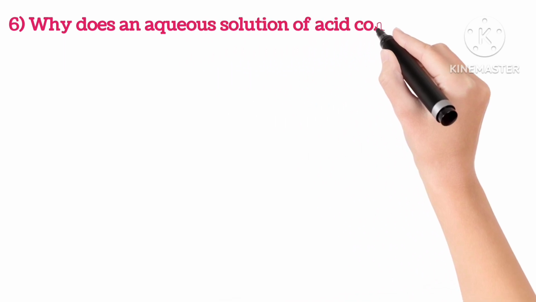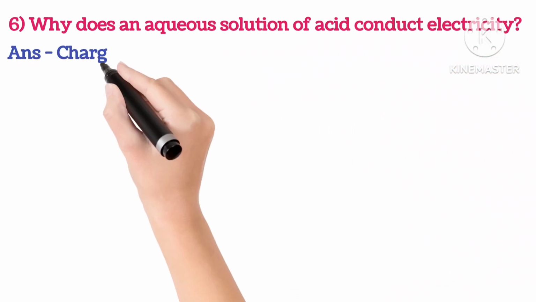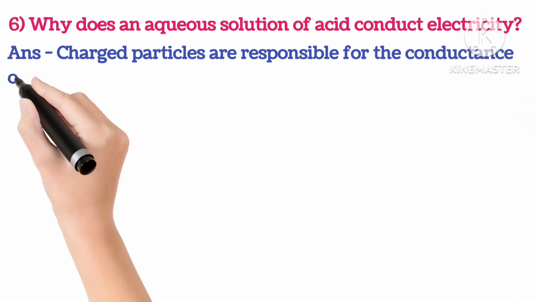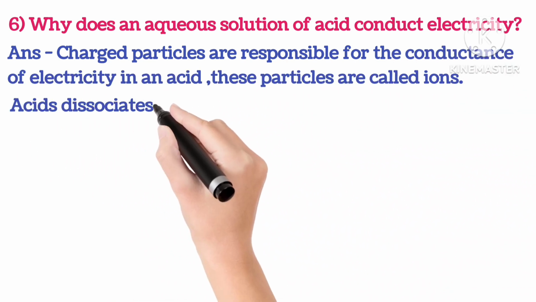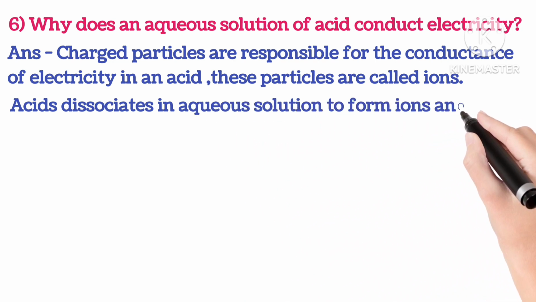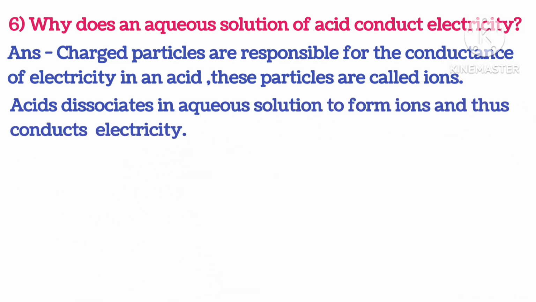Sixth, why does an aqueous solution of an acid conduct electricity? Charged particles are responsible for the conduction of electricity in an acid. These particles are called ions. Acid dissociates in aqueous solution to form ions and thus conducts electricity.